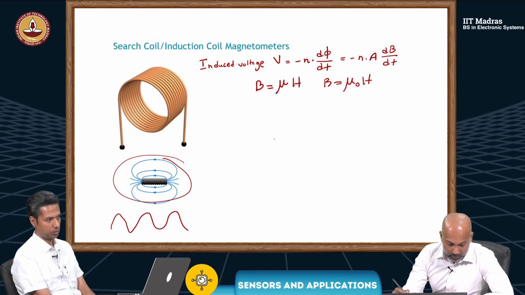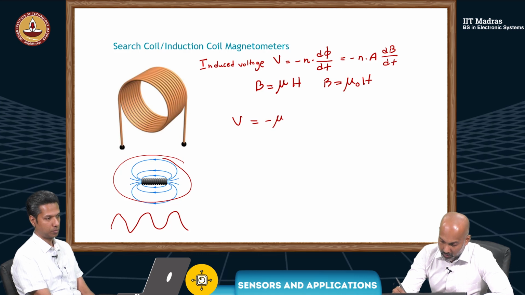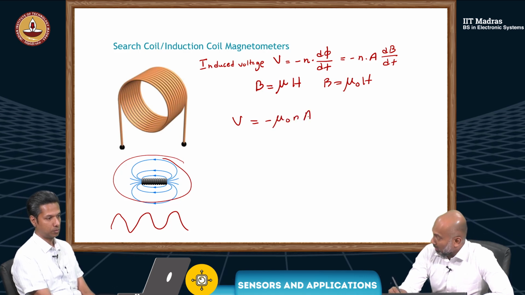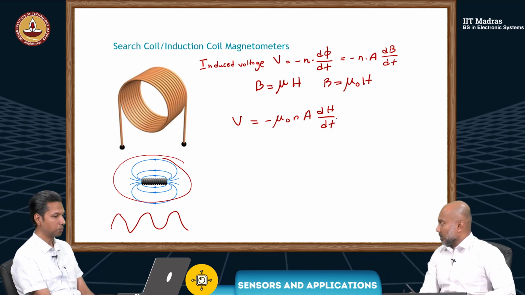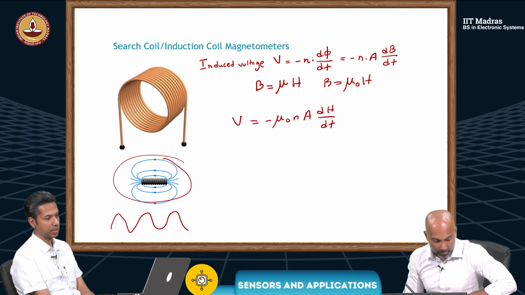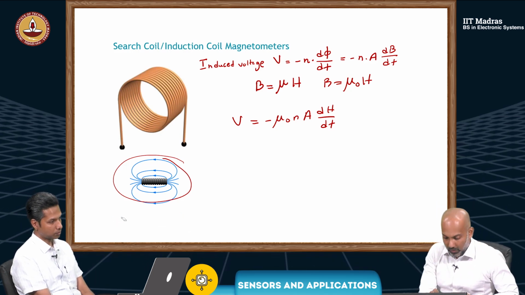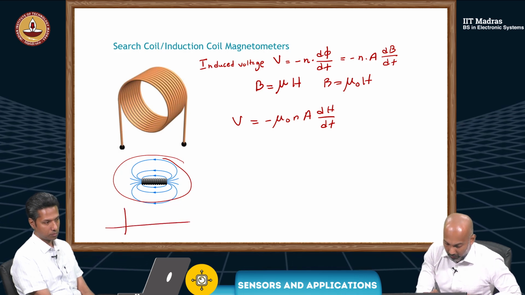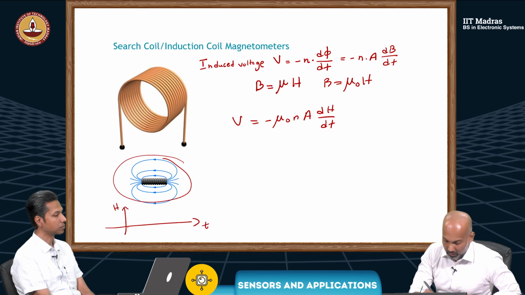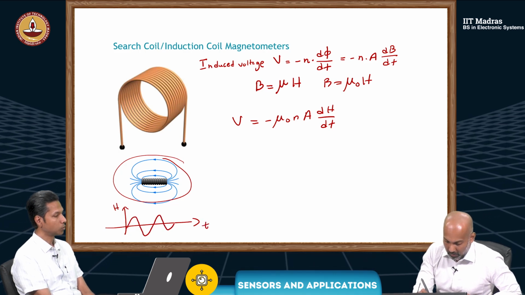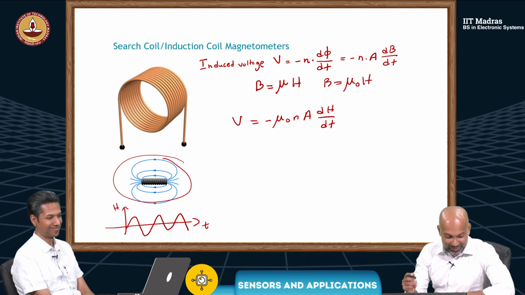Then this equation can be written as V is equal to minus mu0 N A dH over dt, correct? Now, we talked about applying a time-varying magnetic field, H(t), something like this, magnetic field and time.